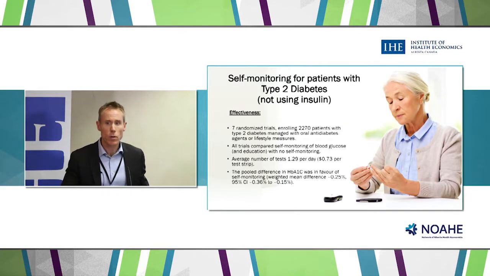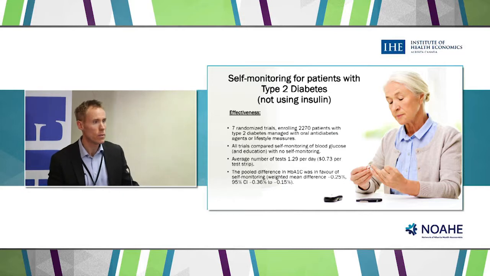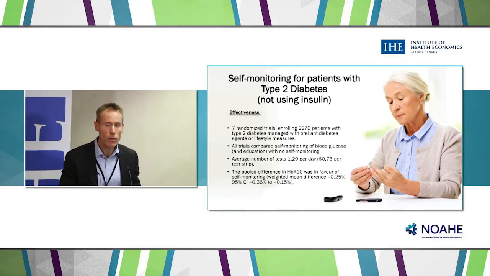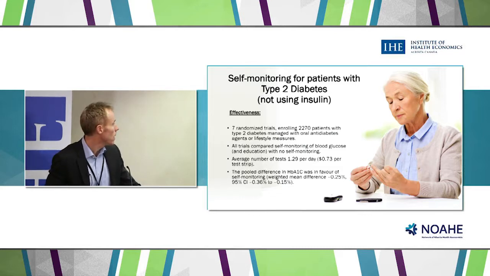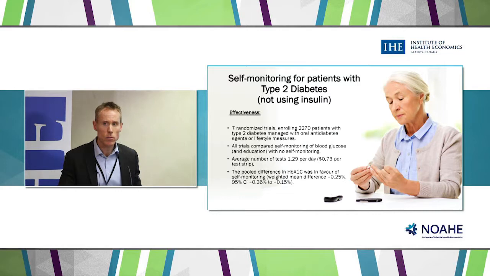So they did this work. They started off with a systematic review. They identified 7 studies that had randomized almost 2,500 people to testing strips or not. Testing strips on average in this population were costing about $1 per day. And what they found from the clinical trials is that indeed your average blood sugar control was slightly better.